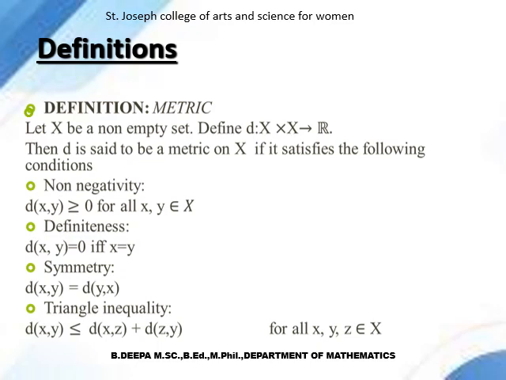First one is non-negativity: D of x comma y is greater than or equal to 0 for all x comma y belongs to X. Second one is definiteness: D of x comma y equals 0 if and only if x equals y. Symmetry: D of x comma y equals D of y comma x. And triangle inequality: D of x comma y is less than or equal to D of x comma z plus D of z comma y for all x comma y comma z belongs to X.